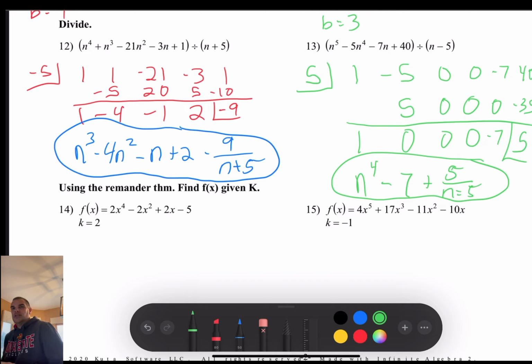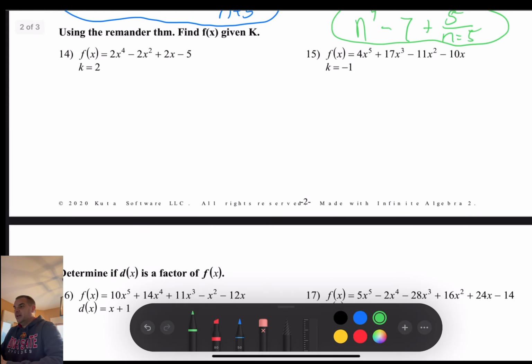The next one's using the remainder theorem, find f of x given k value. All right, so this is where we have to evaluate it. We're going to evaluate it using synthetic division because that's the remainder theorem that we talked about. So remember, the remainder is going to be our solution. And in this case, our k value is what we're using. It's not a 0, so just use k. So just use the number that they give you, 2. And then we start with to the 4th, so we've got a 2. We don't have a 3rd, so we have to put a 0. -2, 2, and -5.